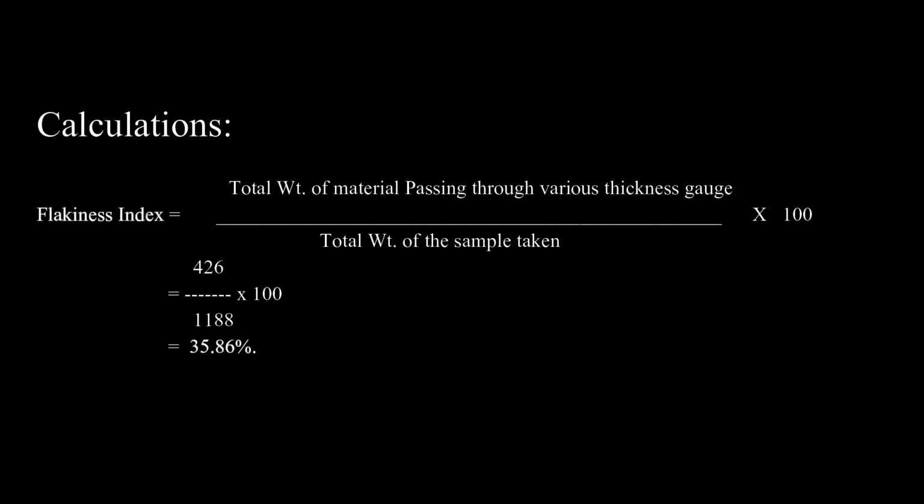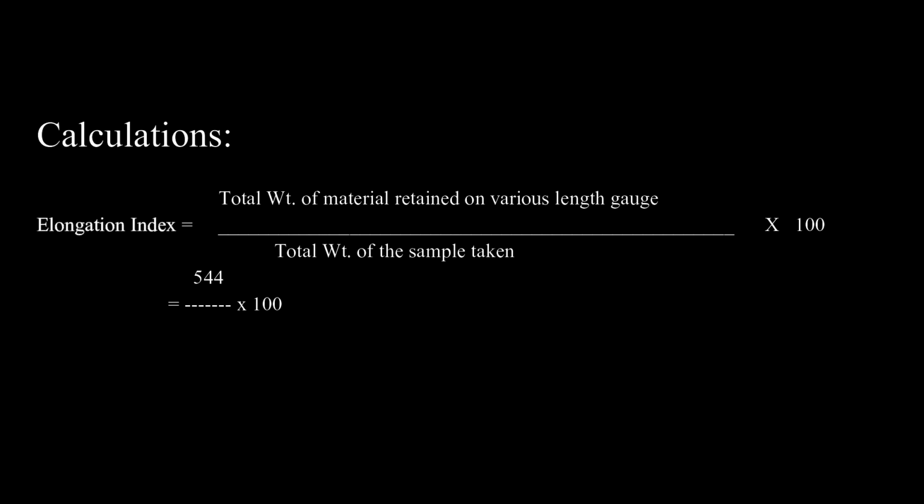Flakiness index is equal to the total weight of material passing through various thickness gauges divided by the total weight of the sample taken, times 100. Elongation index is equal to the total weight of material retained on various length gauges divided by the total weight of the sample taken, times 100.